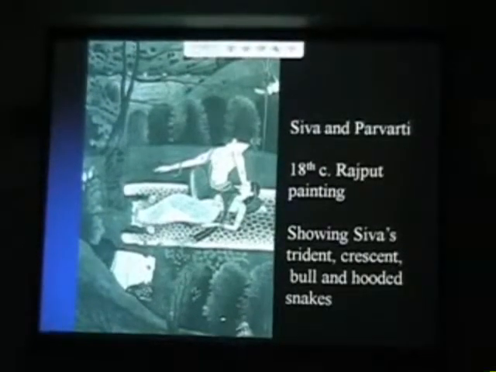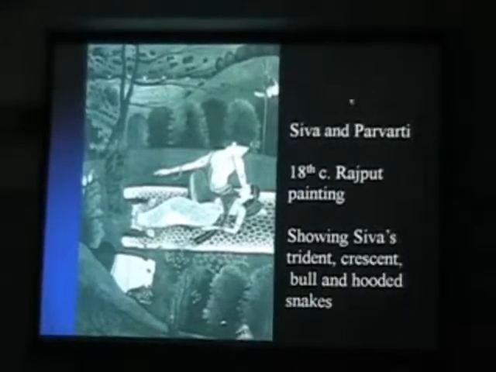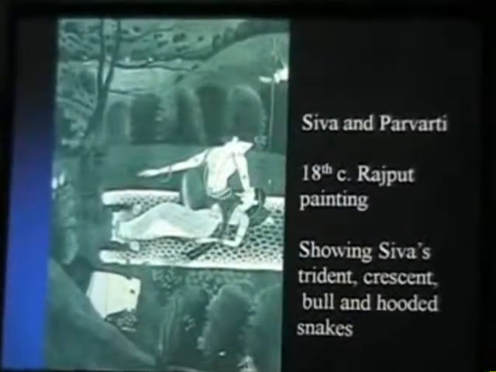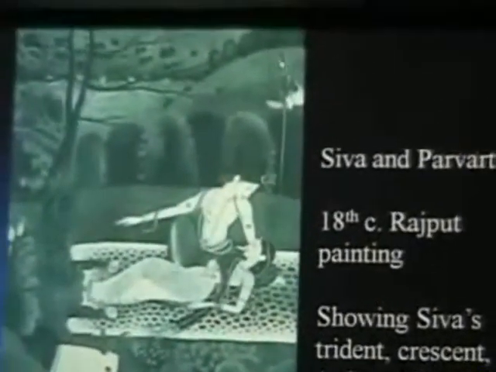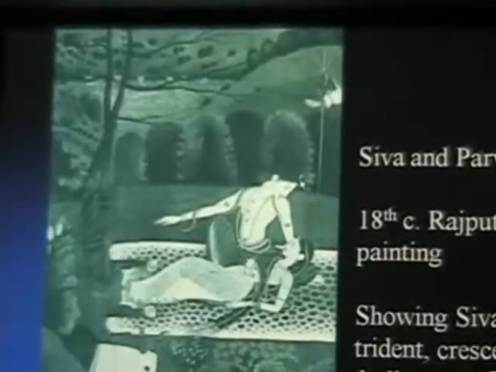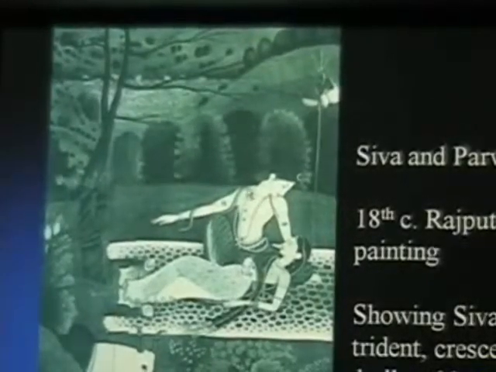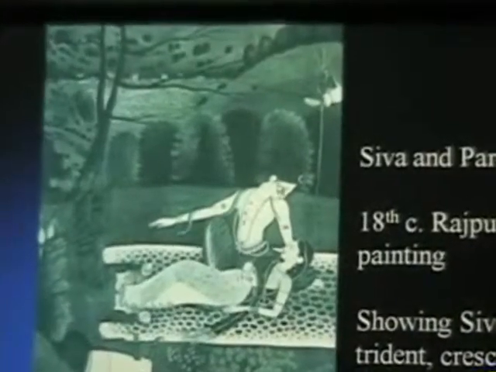And here is an 18th century Rajput painting showing Shiva with his consort, Parvati. But notice the symbolism here. Here is his trident. Notice on Shiva's head is this crescent. And notice too that here are the snakes or cobras that adorn his body. These are all symbols that are used in the Taj.